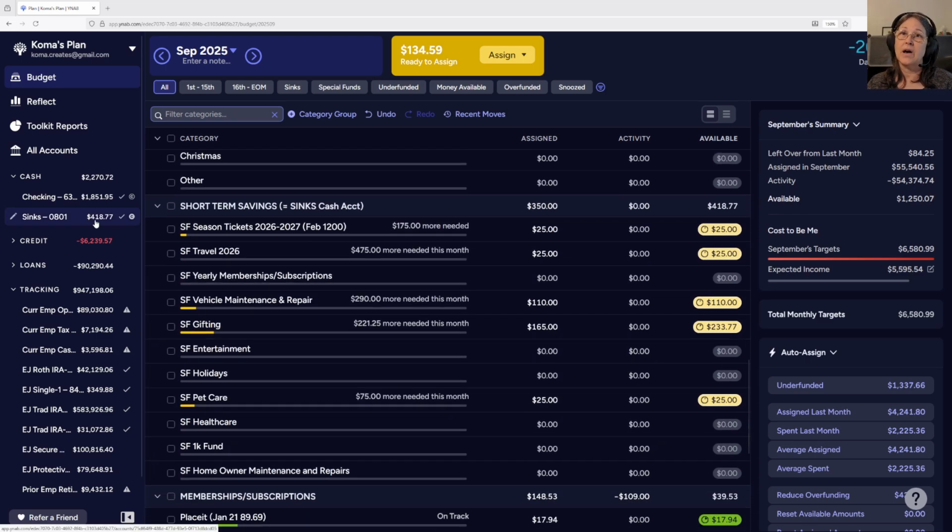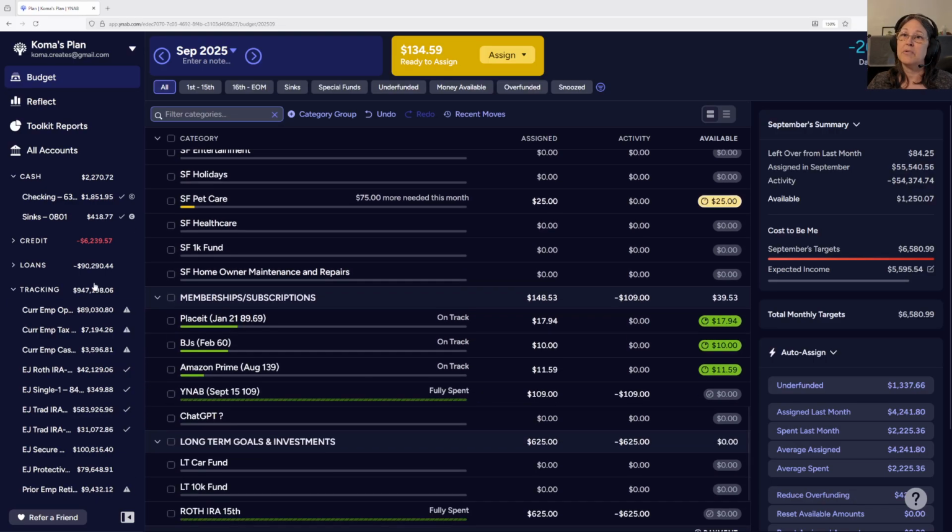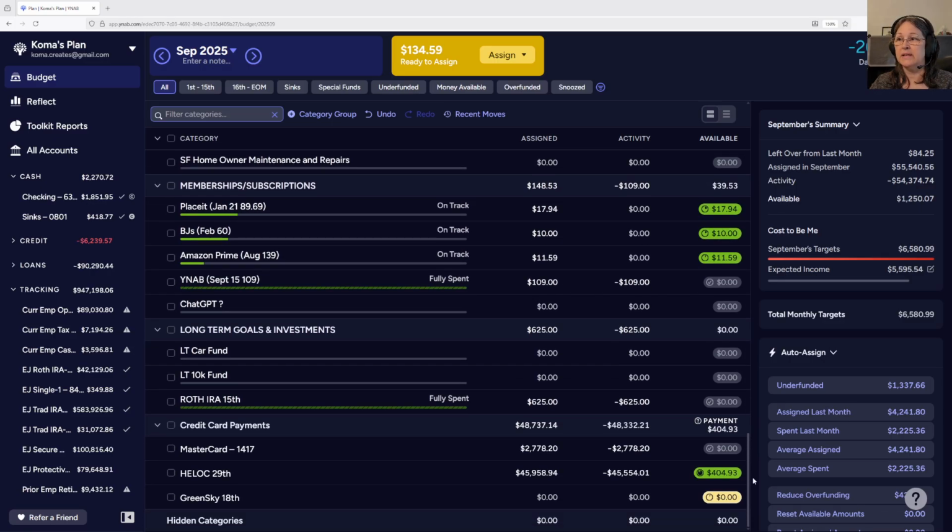So right now I have $400 in this, but what I'd like to do is, oops, not that one, the memberships and subscriptions. So the ones that I know are coming up in January, I went ahead and assigned what I needed to be on track for having the money available when January hit. The same thing with BJ's. It's coming up in February, so I added what YNAB told me was a good amount of money to have right now in order to have the money by February. I even put in Amazon Prime, which is not due for almost a whole year. So I have been working on adding money for those things that I know are coming.